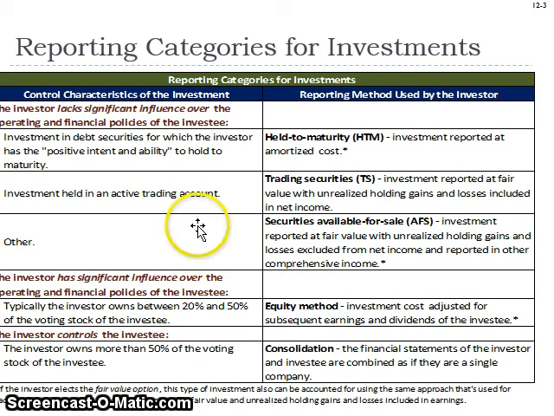So if you look at these numbers here, lacking significant influence is traditionally less than 20%. We own less than 20% of the stocks of the company. If we own between 20 and 50% of the company, then we have significant influence. If we own more than 50%, then we actually control the company, the investee. We may not actually control them, but that's how the numbers are calculated. That's how we're using this as a guideline.